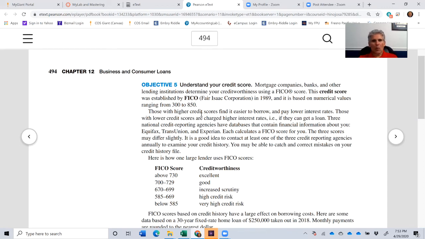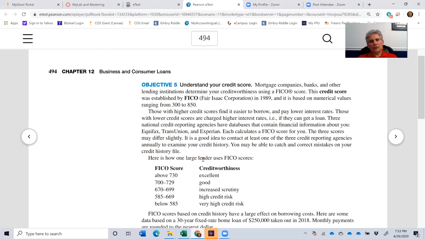300 and 850. Generally speaking, they can be higher, and I think they can be lower as well. It just kind of depends on the circumstance. And then it also depends on what credit agency they're going to be using. They all have pretty similar scores, but certain companies have higher scores than others, for whatever reason.